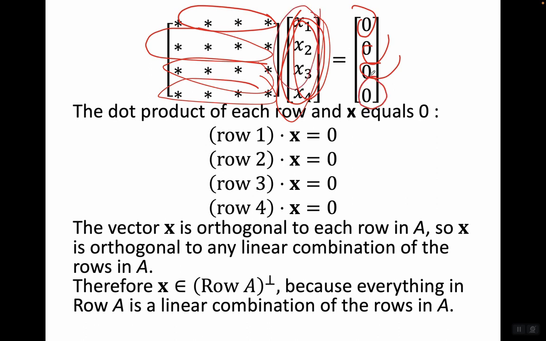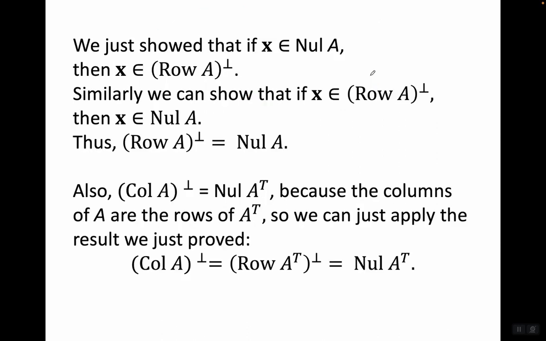The vector x is orthogonal to each row in A. So x is orthogonal to any linear combination of the rows in A. You can show that algebraically. Therefore, x is in the row space of A perp because everything in the row space of A is a linear combination of the rows of A. And we just saw a moment ago that any linear combination of the rows of A is going to be perpendicular or orthogonal to x. Okay, so we just showed that if x is in the null space of A, then x is in the row space of A perp.